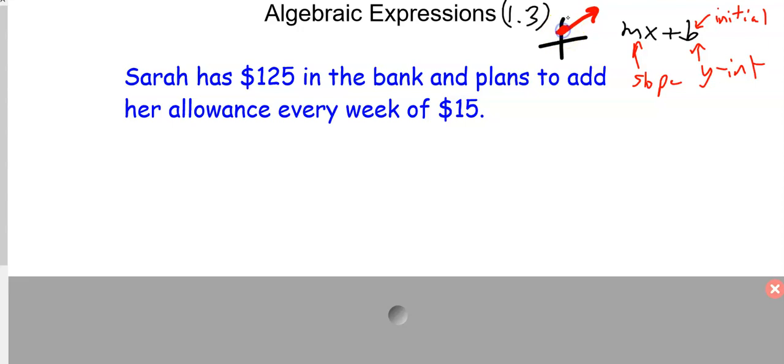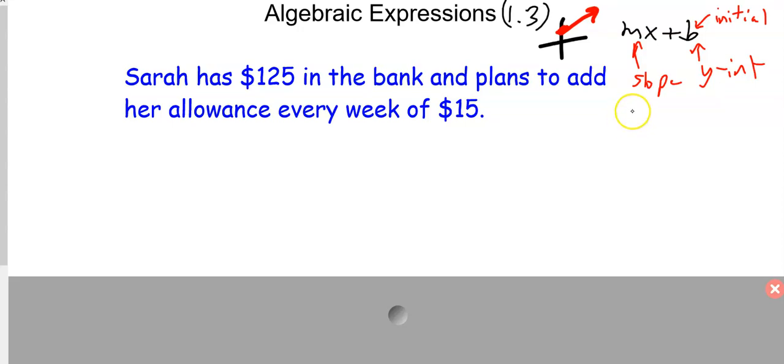Oftentimes, you're looking at that point on the y-axis as your initial starting point, and then you're increasing or decreasing from that point when it's talking about real world problems. So in this case, Sarah has $125 in the bank and plans to add to her allowance every week an amount of $15. So the starting point, the initial value, seems to be 125.